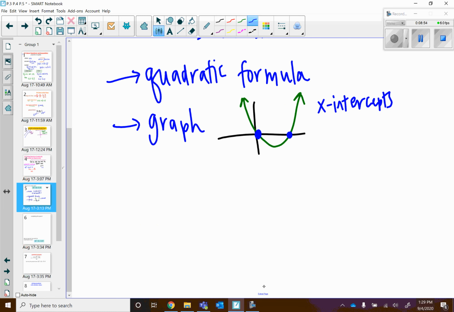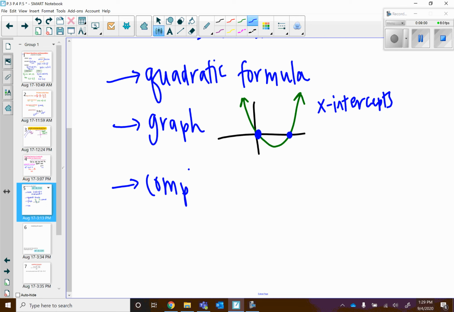And last but not least, we could use a method called completing the square. Again, I'll show you that in a little bit.